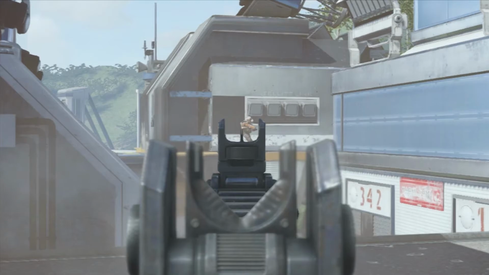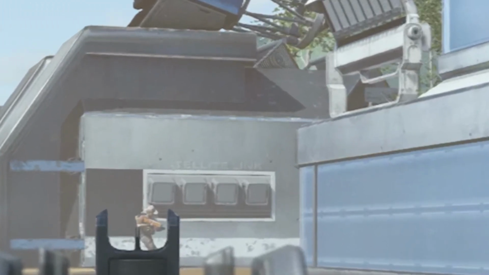Lock on and enlarge the Z-axis. Enhance. Enhance. Freeze and enhance.